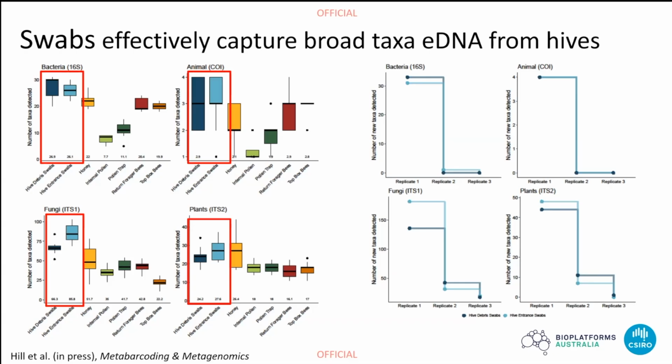So in this experiment, we're looking for bacteria, fungi, other invertebrates, and plant species. The graphs on the left there are looking at the total number of taxa, and our graph on the right is looking at the replication. And so what this is showing is that with only 2 replicate swabs, we were collecting the majority of the eDNA diversity in these samples. So this is looking quite promising.